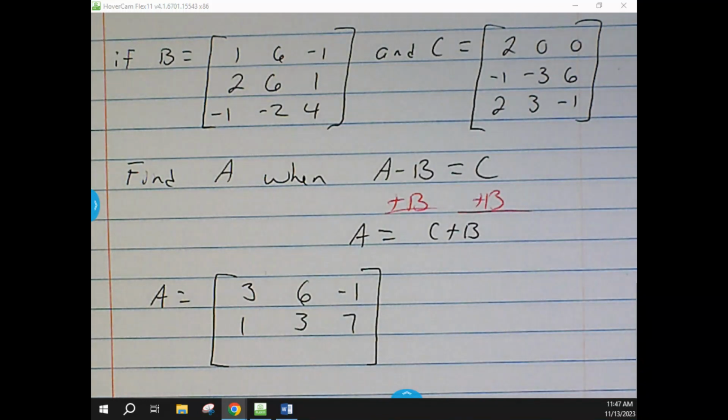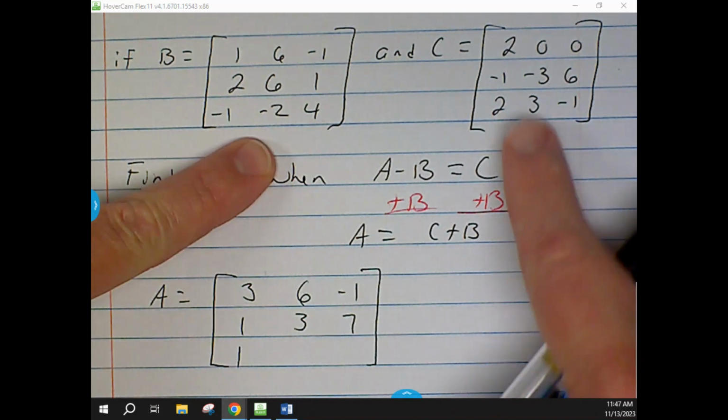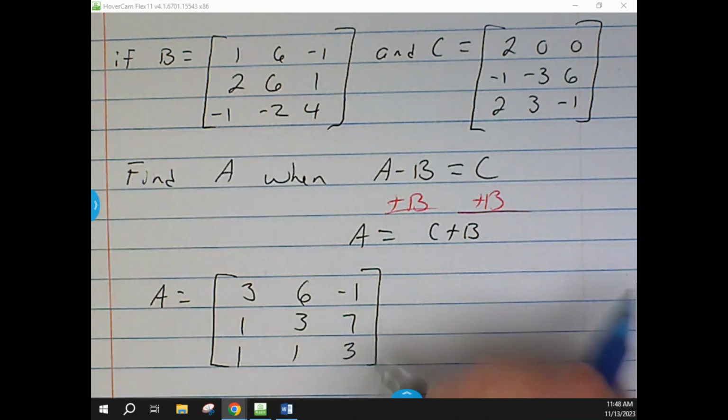And then we go to the last row on the bottom. It's -1 plus 2, or it's 2 minus 1 for 1. It's -2 plus 3, which is 3 minus 2, which is 1 again. And that's 4 plus -1, which is really 4 minus 1, which would be 3.